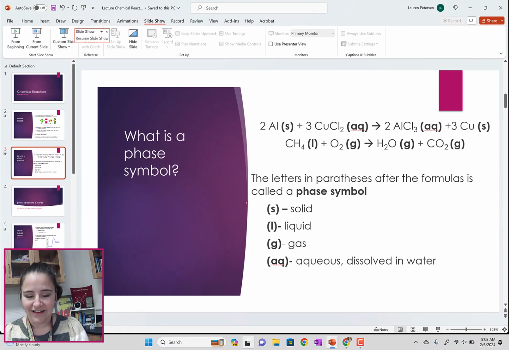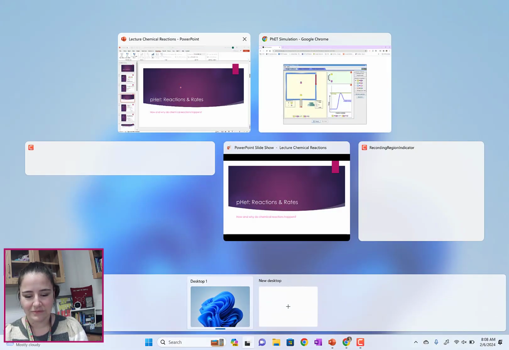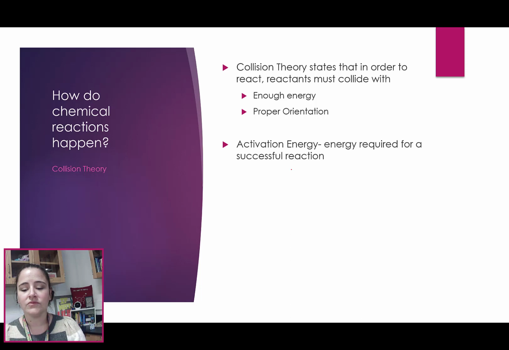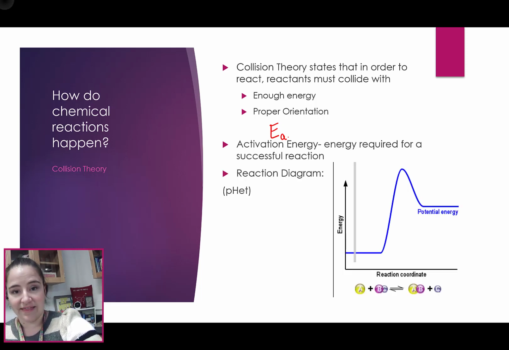And that is called collision theory. Okay, collision theory states that in order to react, the reactants must collide with enough energy and in the proper orientation. That amount of energy that they need is called the activation energy, which we normally abbreviate with E sub A for energy of activation. And then we'll represent that in a reaction diagram like you just saw.